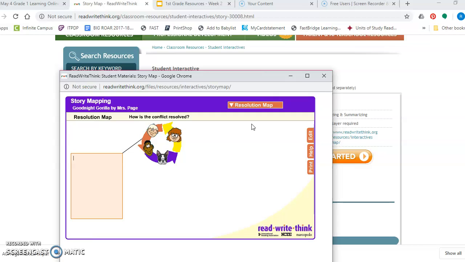So if you think back to Good Night, Gorilla, all those animals snuck out of the zoo, got into bed with the zookeeper. Zookeeper's wife was not too happy about it, woke up and walked those animals back to the zoo, for the most part.